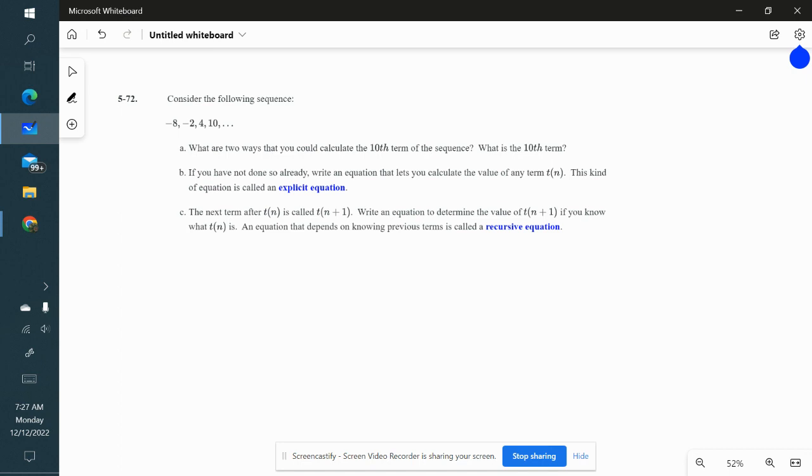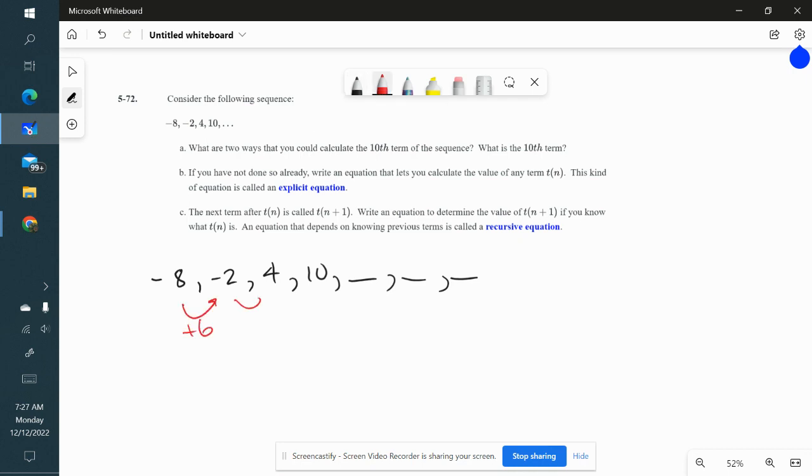This one, -8, -2, 4, 10, and so on. If you look at the pattern that's occurring, this one appears to be adding 6 every time. That has two names at this point. The book has called this the sequence generator. That's a general term for the pattern that's determining subsequent terms. It could be times something, it could be add something, it could be some other pattern.